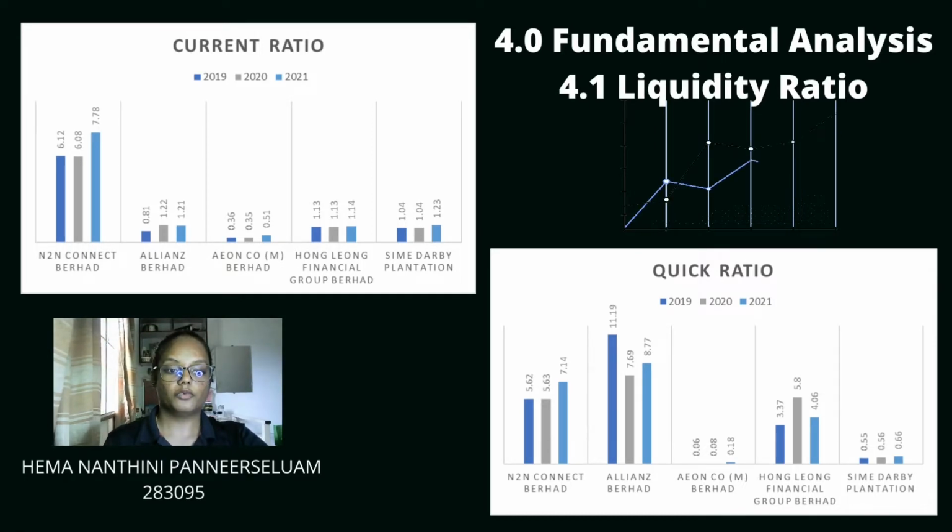The current ratio for Aeon Berhad is below 1 ringgit in each of the 3 years. This suggests that if a company's ratio value is below 1, it may be experiencing liquidity issues, yet if it can find alternative sources of funding, it may not be in a dire situation.